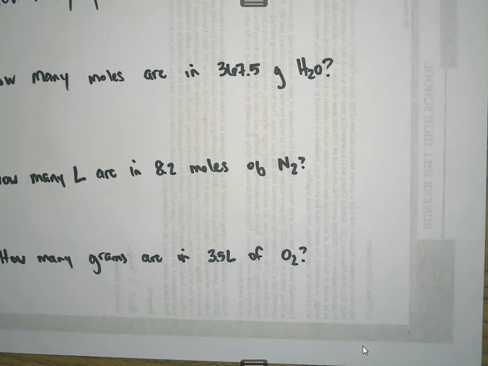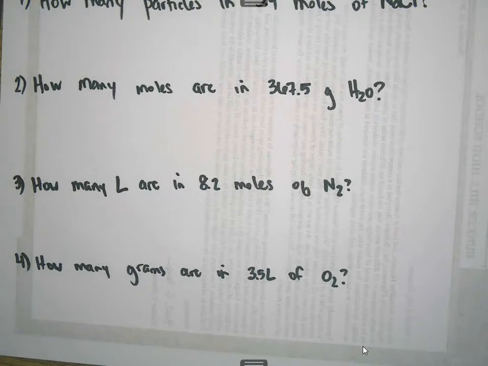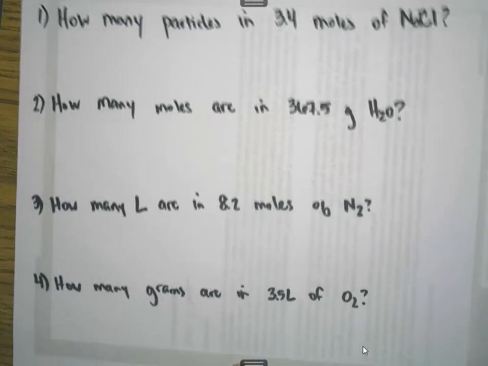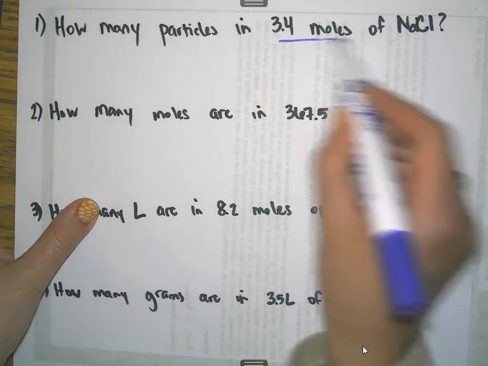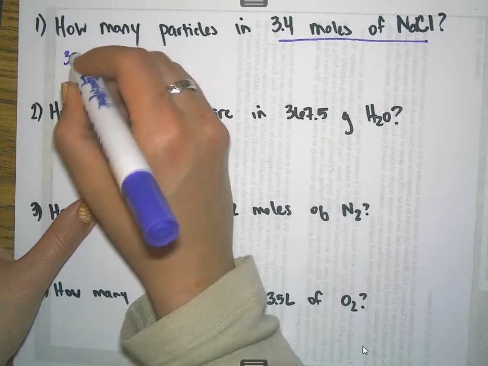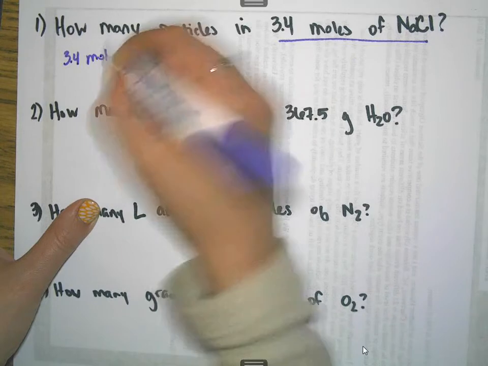So if we go to my second page, you'll see how this ends up getting used. My first question says, how many particles are in 3.4 moles of NaCl? Well, it's like our chapter 3 problems. We're going to start with what we know over here. So 3.4 moles of NaCl.